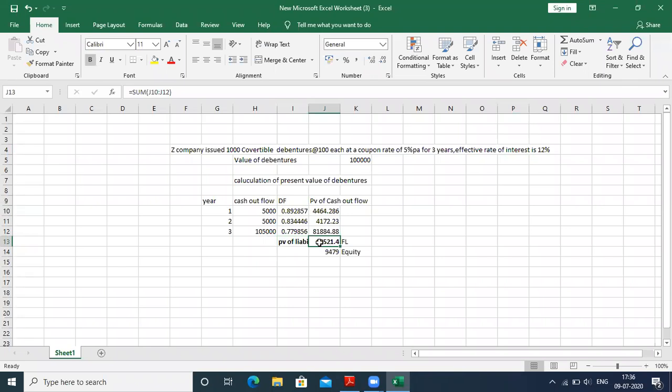Actually you issued the debentures for 1 lakh, but its present value is only 90,521. So this 90,521 should be considered as a financial liability, and the difference amount. So the difference, 1 lakh minus 90,521, whatever difference you get, should be shown as equity.